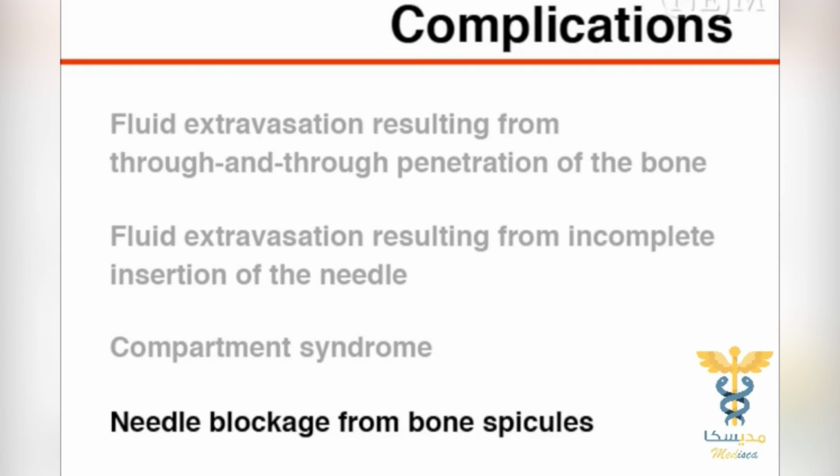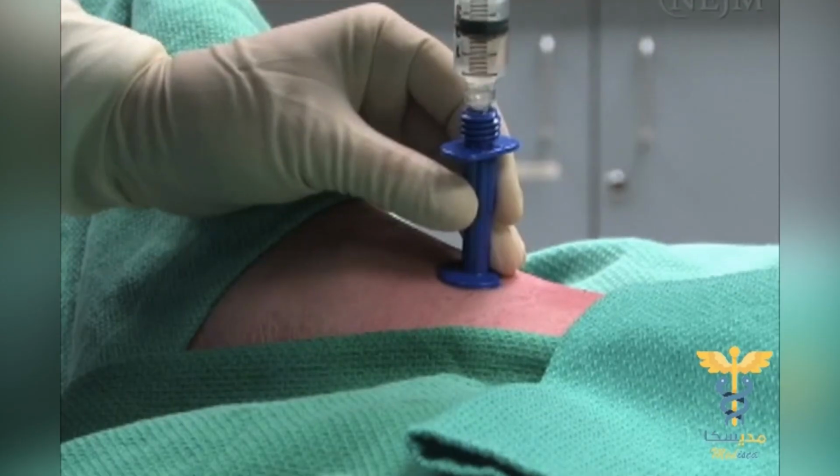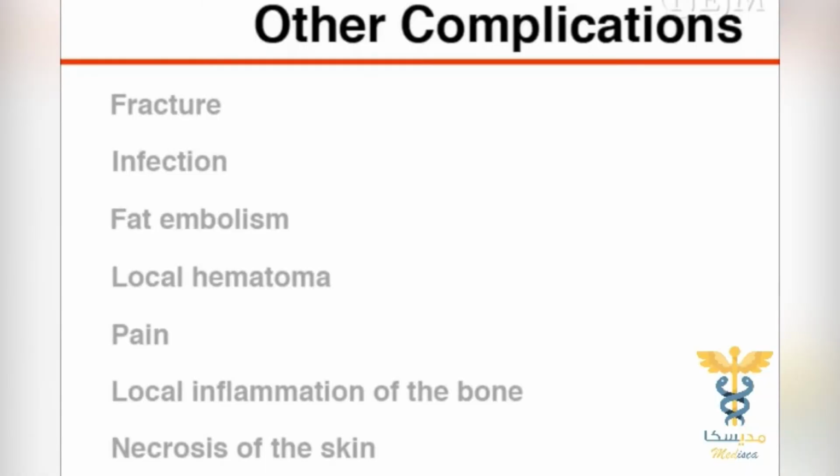Bone spicules may cause blockage of the needle. To prevent blockage, the line should be flushed with 3 to 5 cc's of saline every 15 minutes. Other complications include fracture, infection, fat embolism, local hematoma, pain, local inflammation of the bone at the insertion site, and necrosis of the skin at the insertion site.